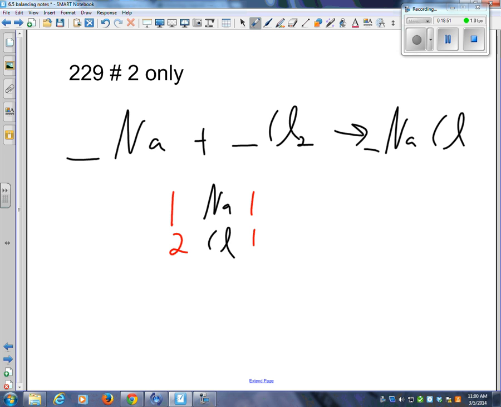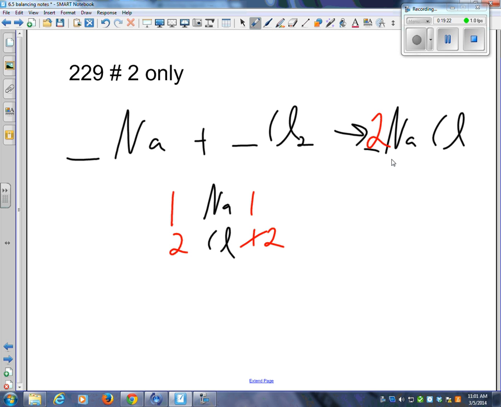Okay? You can only make numbers bigger. You can't make them smaller. The 1s are fine. The Nas are good. The Cl's have to be bigger. I need more on the right. I need to make it into a 2. How do I make it into a 2? Put a 2 there. Right? Now my Cl's are good, are they not? Yeah. Now my Cl's are good, but what's the problem?